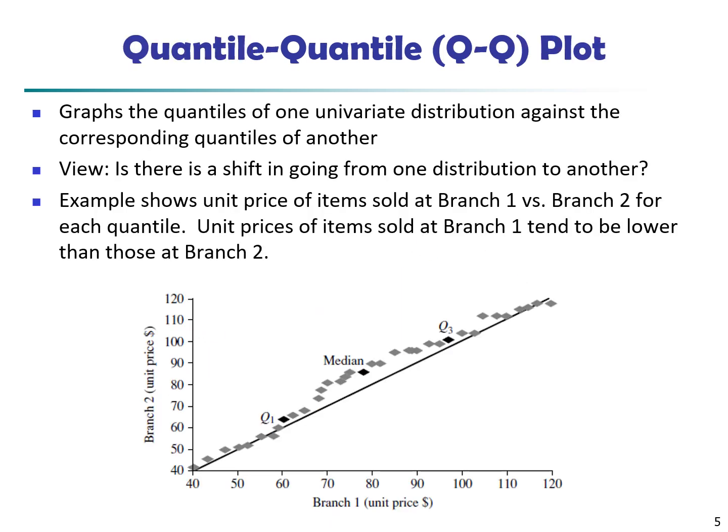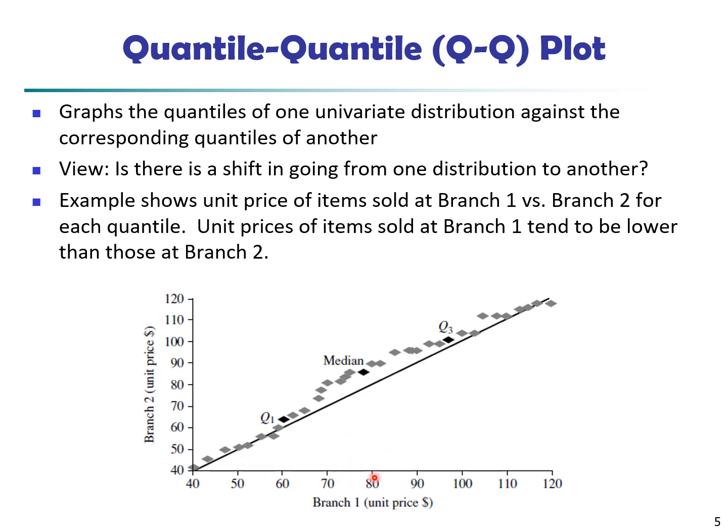We also have the QQ plot, or the quantile-quantile plot. And in the QQ plot, we're actually comparing between two attributes. In the example here, we're comparing branch 1 and branch 2 in terms of their unit prices. So we're showing a comparison between two branches and how much they sell of each item.